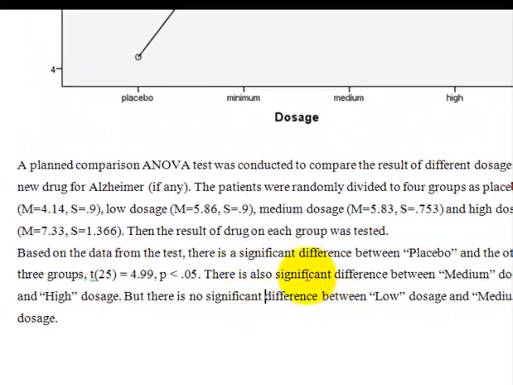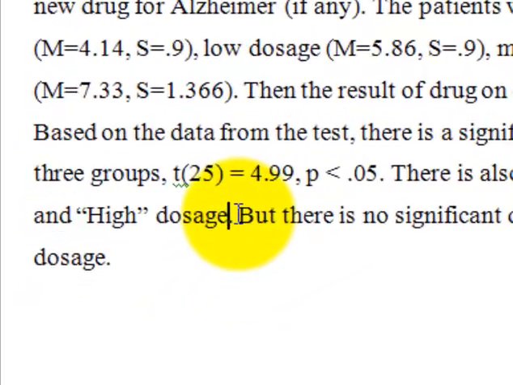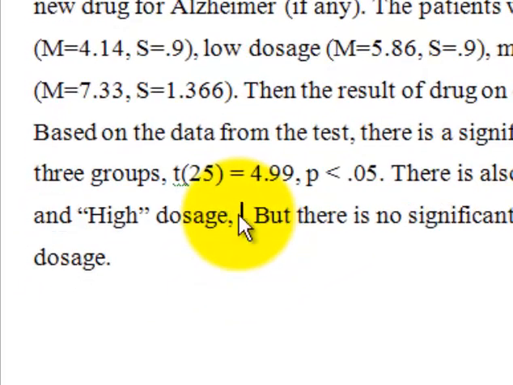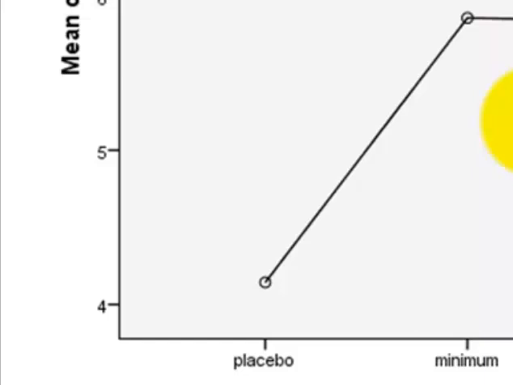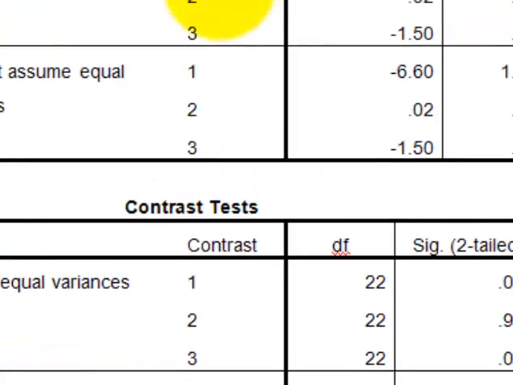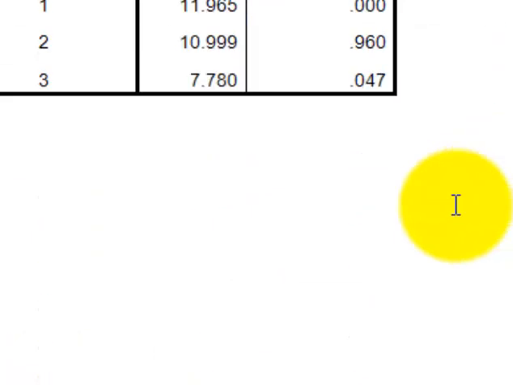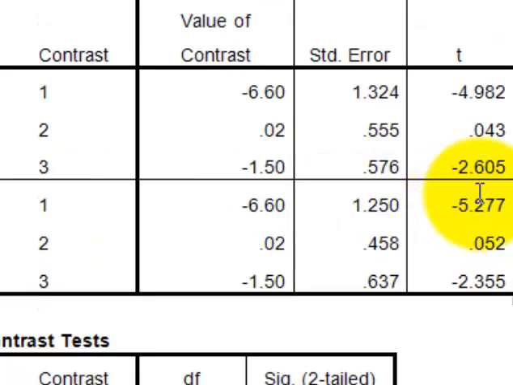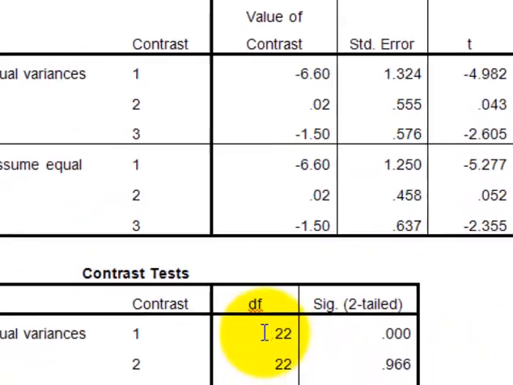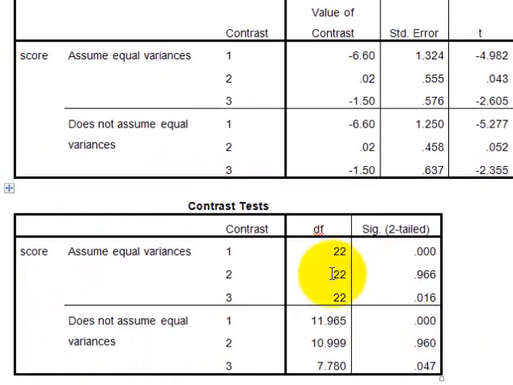So there was also a significant difference, again there's that word significant, between medium and low. So you have to do the same thing. I'm just going to cut and paste this and put it after that sentence. So I'm going to go back up and get the data for the third comparison. So it's negative 2.61. And let's see what our degrees of freedom are. So there's only 22 in this one.